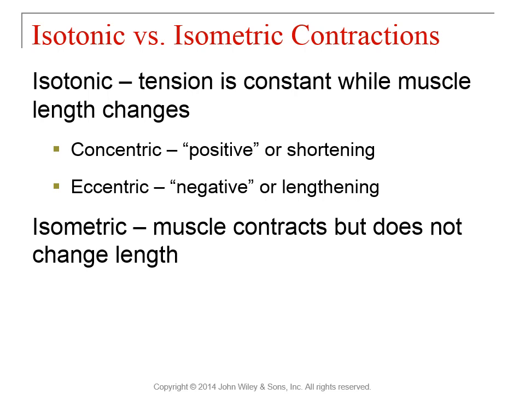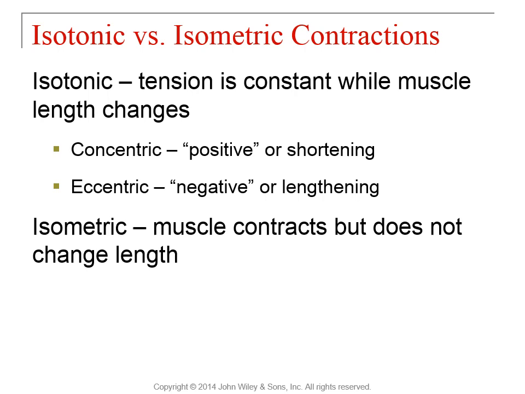So let's talk about different types of contractions. And there's a third one here that I'll talk about as well, but you won't be tested on that. So we have isotonic versus isometric contractions. Isotonic, most of you should be familiar with, is what we normally see in the gym. It basically means that tension is constant while the muscle length changes.